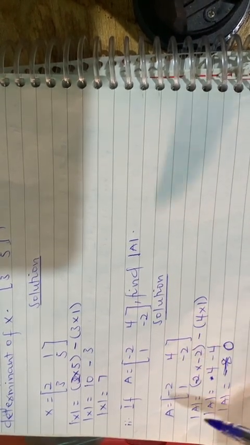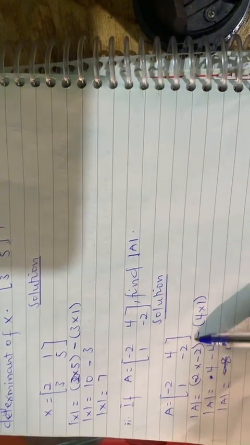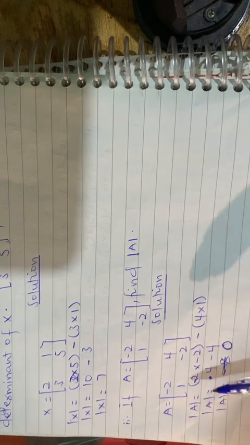I hope you are following. So negative 2 times negative 2 will give you positive 4 minus 4 times 1. That will give you minus 4. So 4 minus 4 is 0. Please, sorry for the error, okay? So that's how we calculate the determinant.